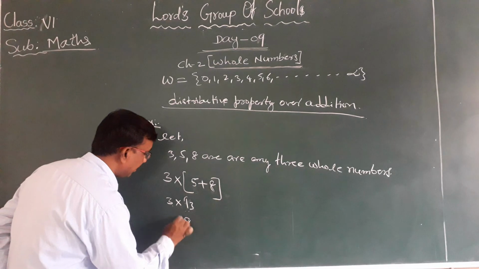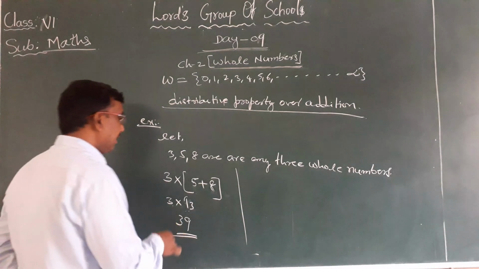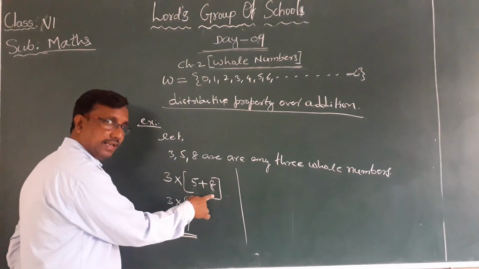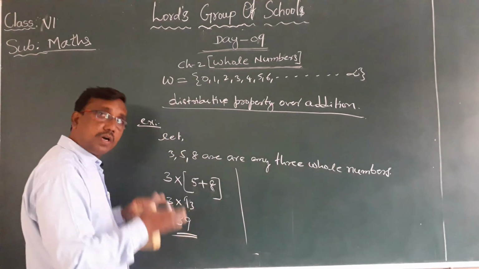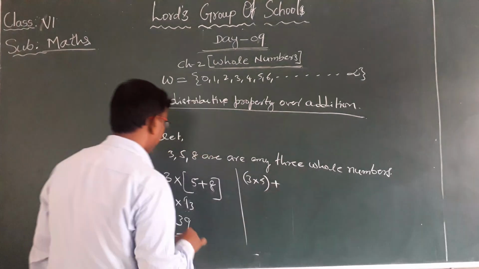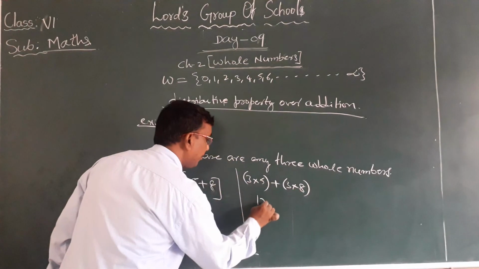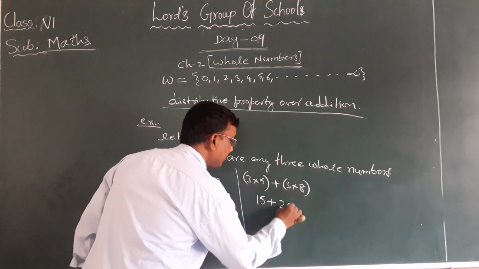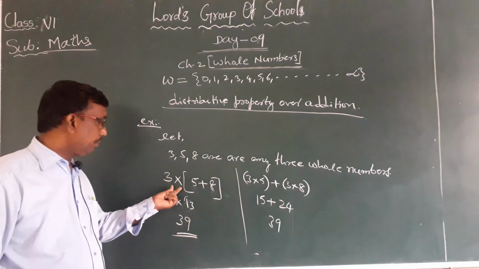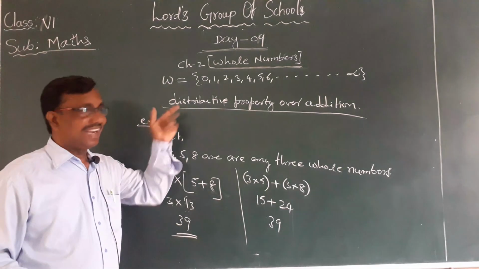13 threes are 39. Okay, instead of this, I will find out the product of 3 and 5 first and 3 and 8 separately. Then we will add the two products. 3 into 5 plus 3 into 8. 3 fives are 15, plus 3 eights are 24. That also gives 39. So what is happening here? Multiplication is distributing over addition. This is called distributive property over addition.